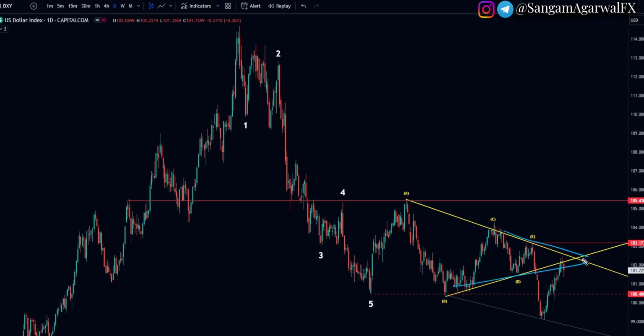So this trend line is dynamic resistance and 103 is static resistance. So the next direction of the dollar will be decided after the CPI news.